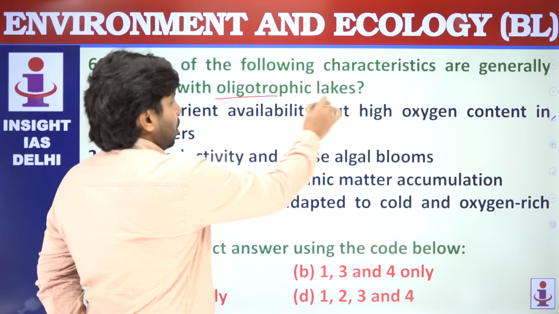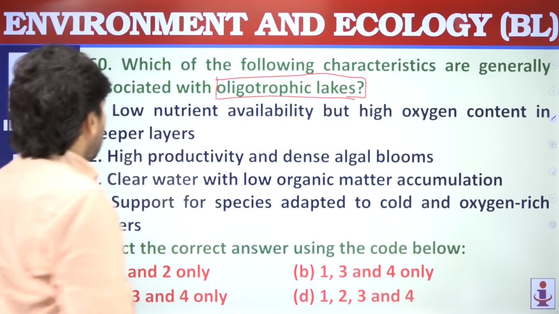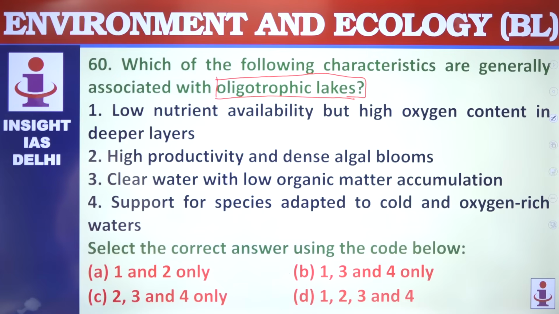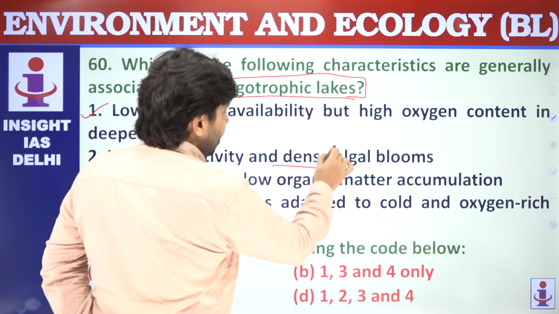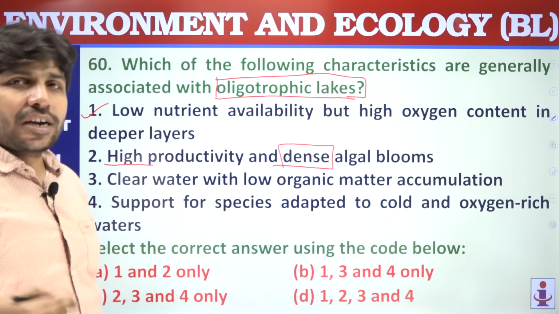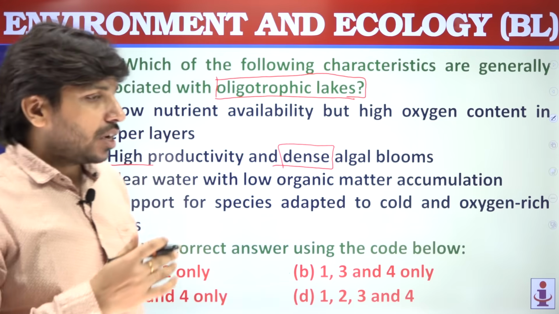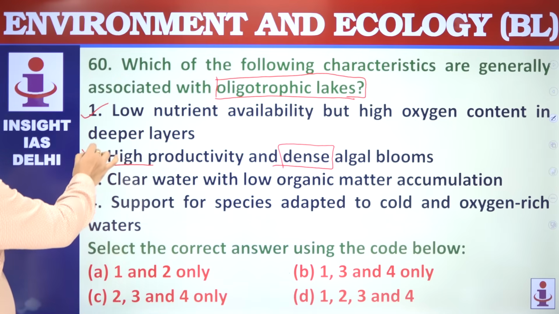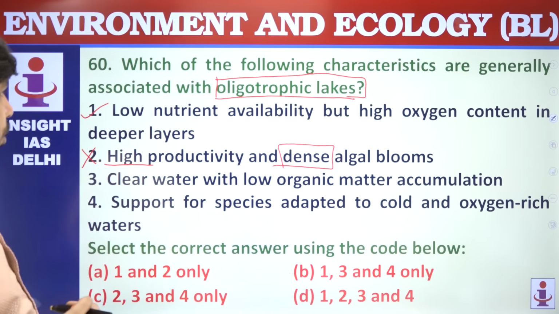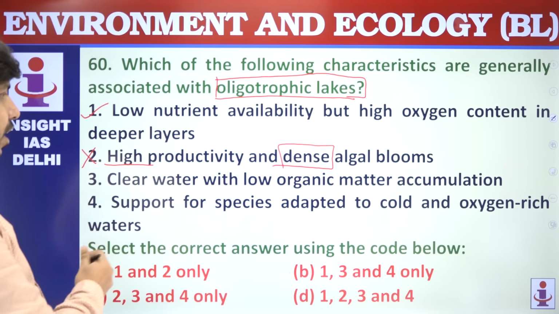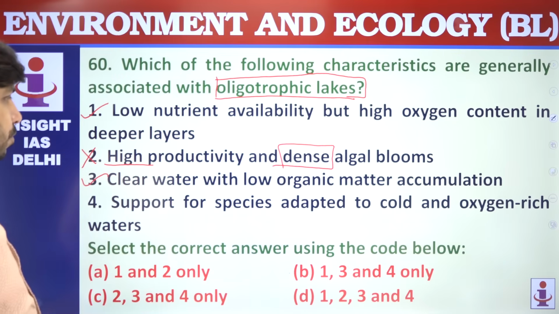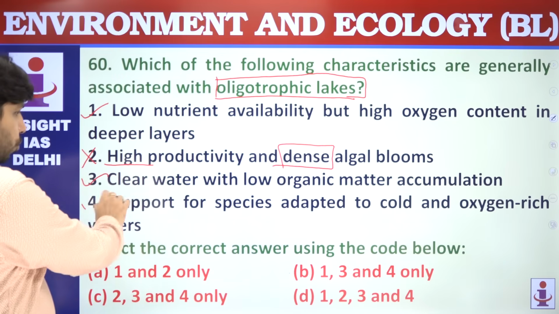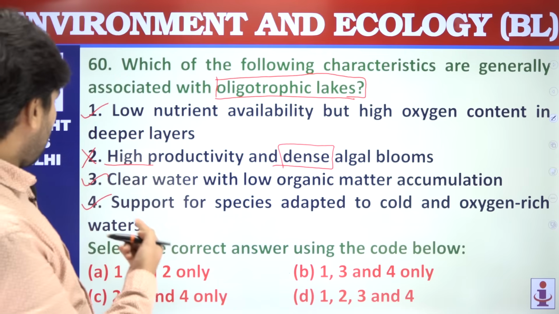Oligotrophic lakes. Low nutrient availability, yes, a correct feature of oligotrophic lakes. High productivity and dense algal blooms? Algal blooms are not that much available in oligotrophic lakes because they are considered to have pure, clean water. So statement 2 is not a correct feature. Clear water with low organic matter accumulation, correct. Support for species adapted to cold and oxygen rich waters, this is also correct. So correct will be 1, 3 and 4.